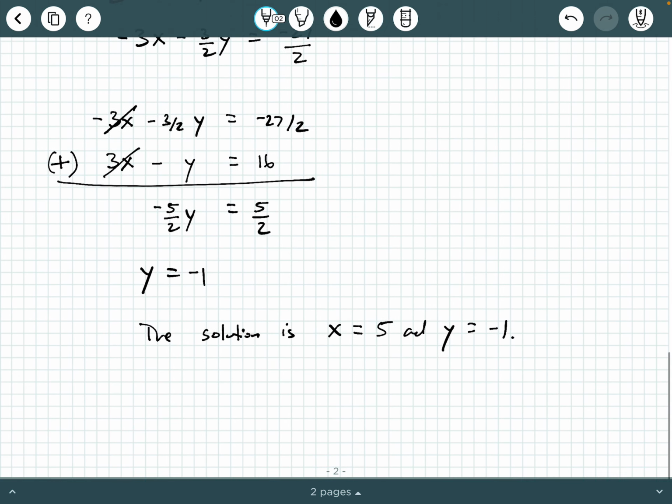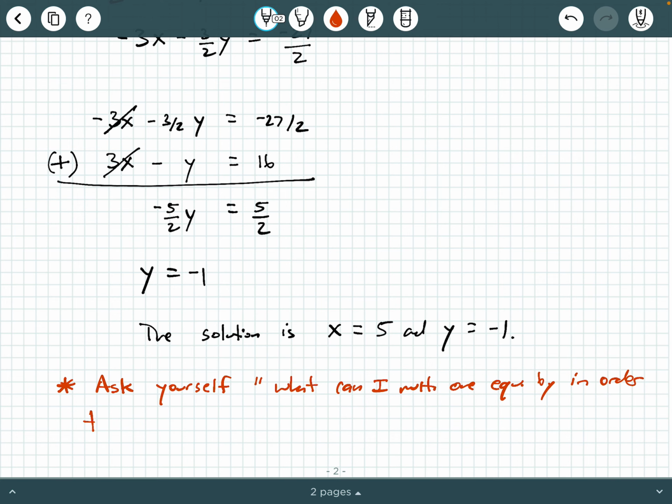So here's a little note to yourself to help you out, okay? Ask yourself, what can I multiply one equation by in order to cancel a variable in the other equation? And sometimes that may be a fraction you've got to deal with. I know some people are not big fans of fractions, but you've got to deal with them sometimes, okay?